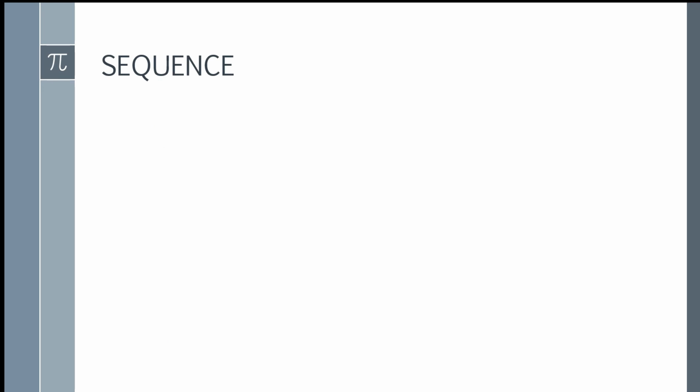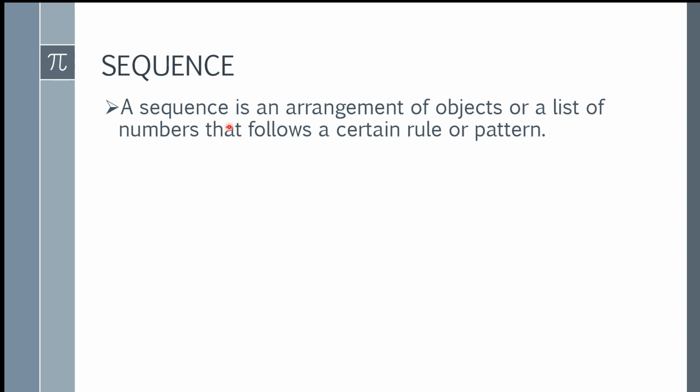To start with our lesson, what is a sequence? A sequence is an arrangement of objects or a list of numbers that follows a certain rule or pattern. Now let's have the following numbers: 5, 10, 15, 20, 25, 30. This list of numbers is considered to be a sequence because it follows a certain rule or pattern. What is the pattern?